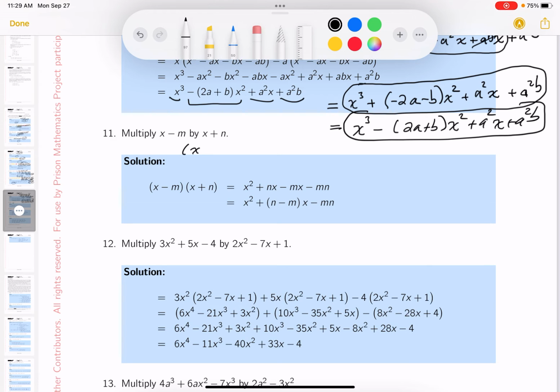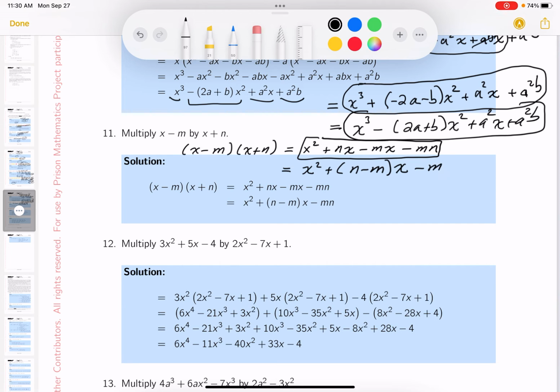That's going to be (x minus m) times (x plus n). Let's multiply it out. What do you get? x squared plus xn. I'm going to write it as nx though, okay? And then I'm going to get minus mx, and then minus mn. To me this is a good looking answer. But Wells does something. He looks at the two internal terms and says, hey, they can be added together. So he gets x squared plus (n minus m) x, adding the coefficients together, minus mn.